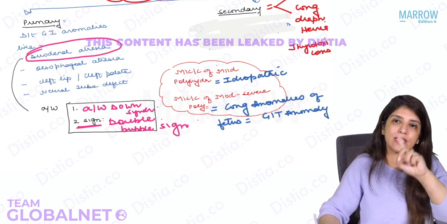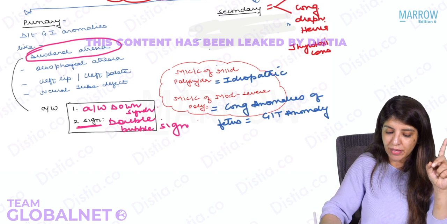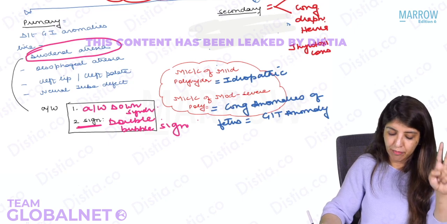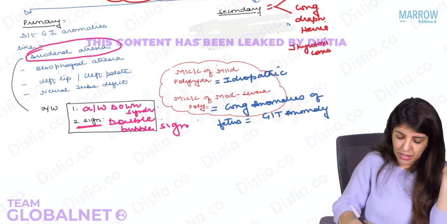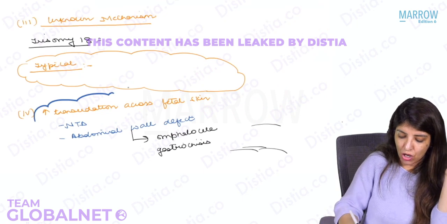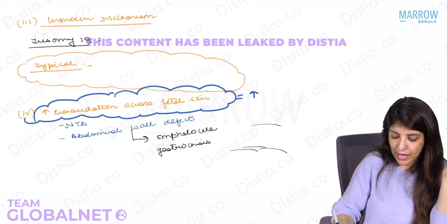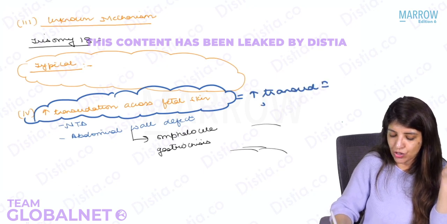One mechanism was increased urine production. Second mechanism was fetal swallowing defect. Now, third mechanism is increased transudation across fetal skin. I'm writing it here if you cannot read orange color. So, increased transudation across fetal skin.